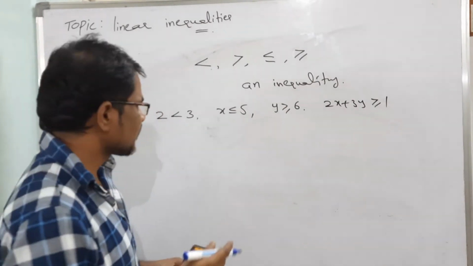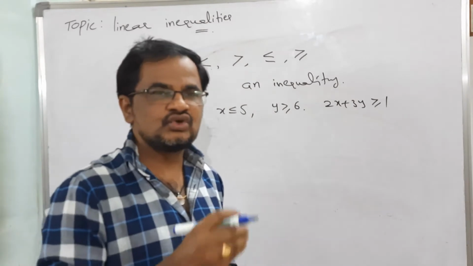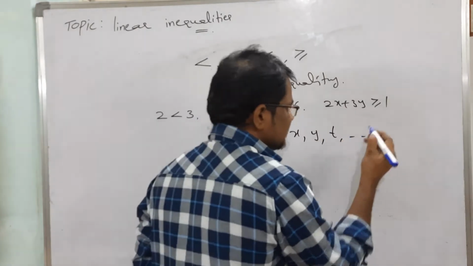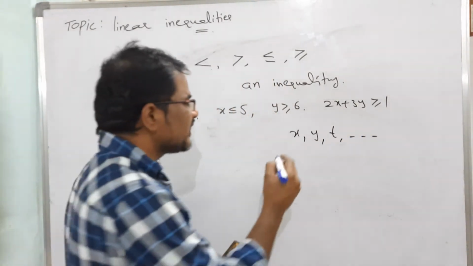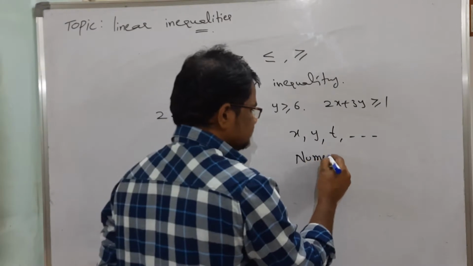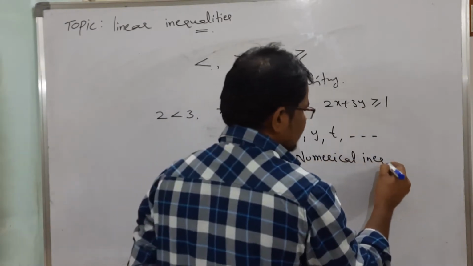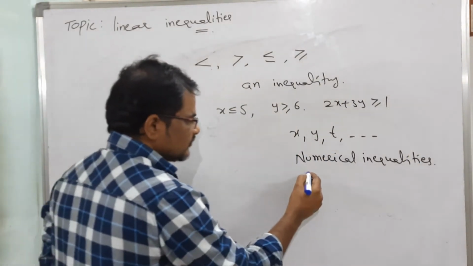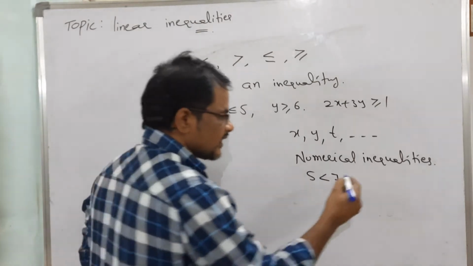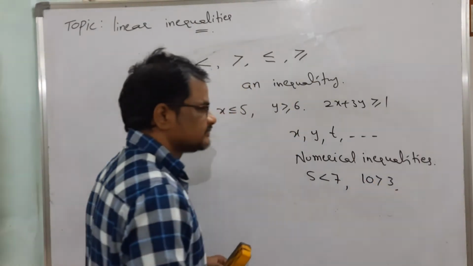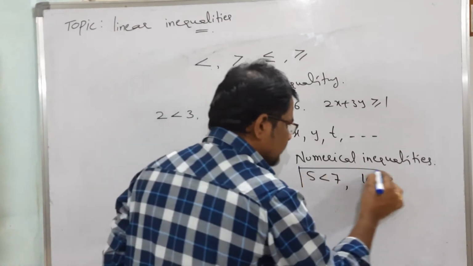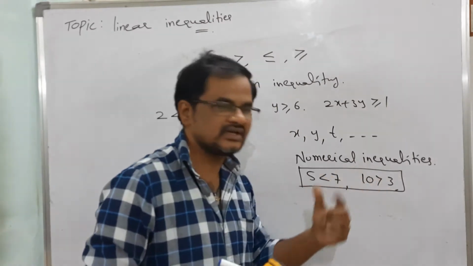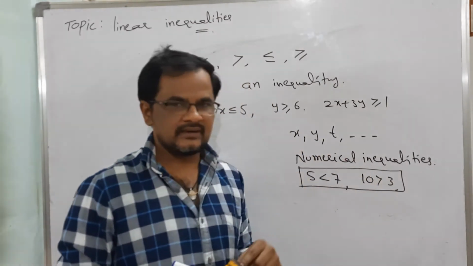But the inequalities which do not involve variables like x, y, t, etc., are called numerical inequalities. For example, 5 < 7, 10 > 3. So this type of inequality is called a numerical inequality. In these, there is no variable.